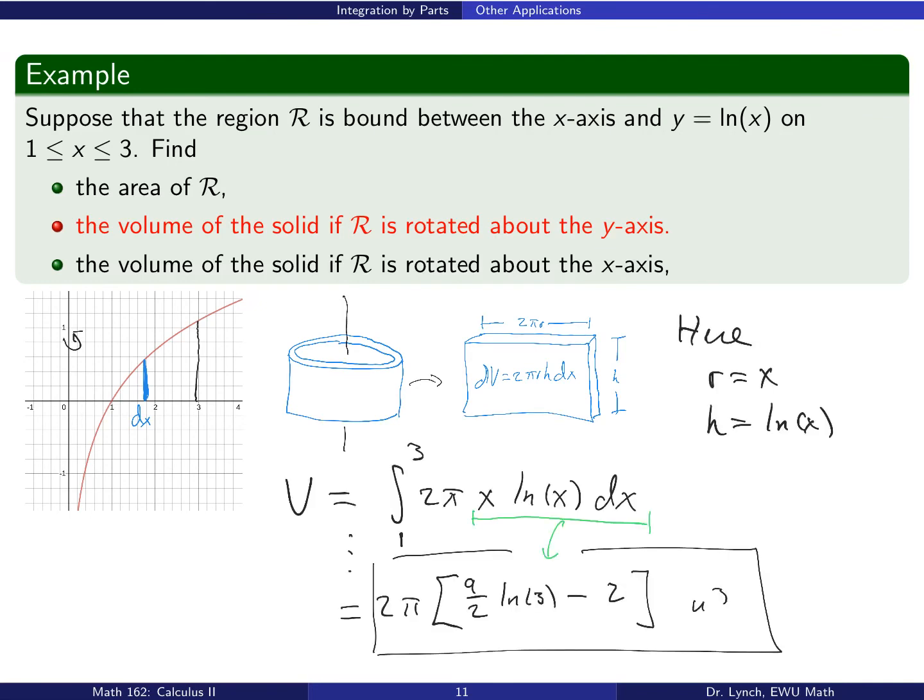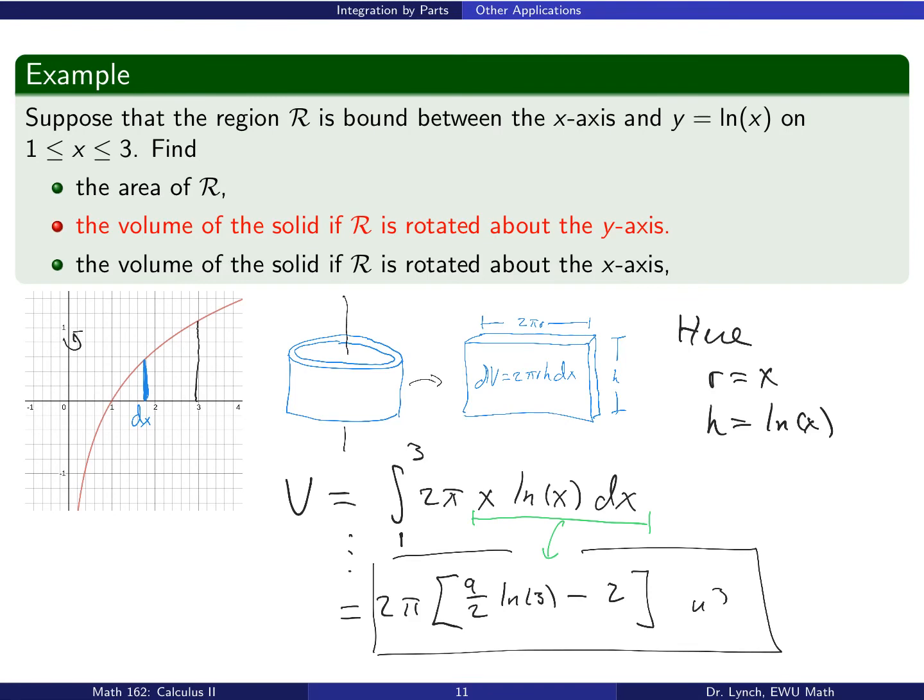Now, I won't go through the details in all of their glory here either, but we've actually evaluated this definite integral as well, x ln x dx, where x goes from 1 to 3. So I'll just write that as 2 pi times the quantity 9/2 natural log of 3 minus 2, and again, expressing things in terms of cubic units because we have a volume.